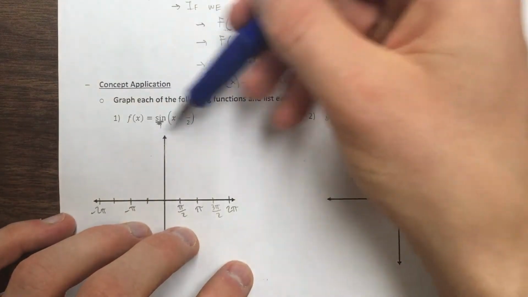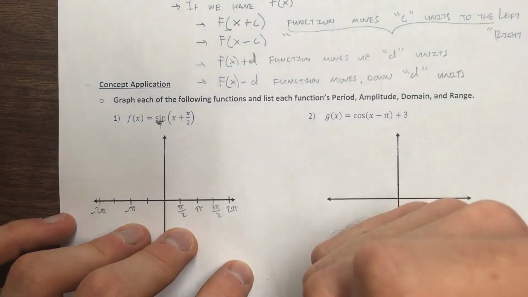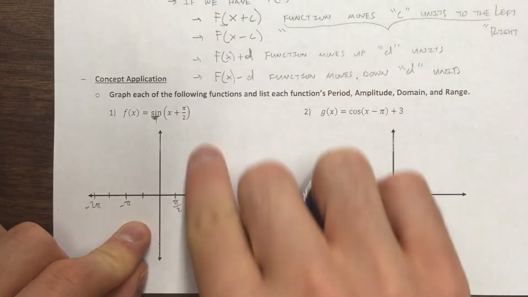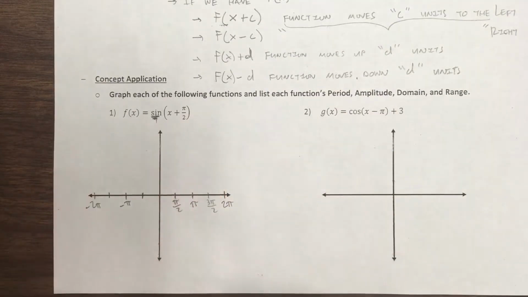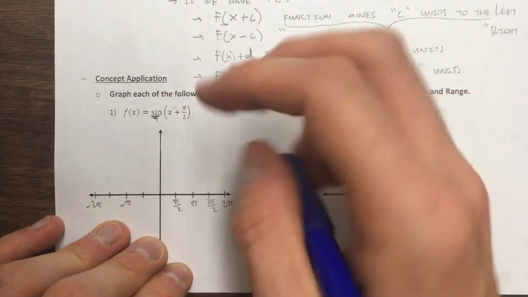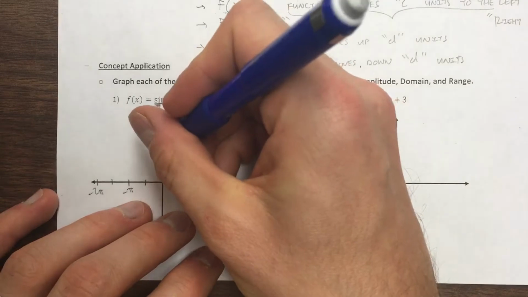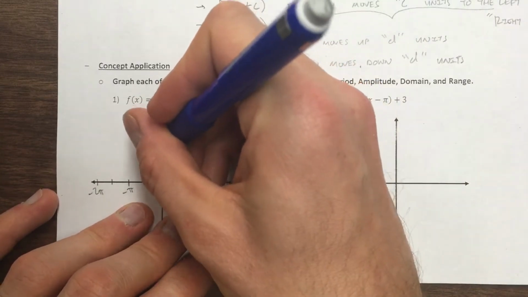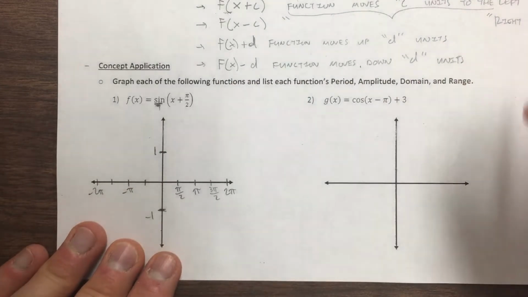Here, if we look at the function, we're not adding outside or subtracting outside. So we're not going to move the function up or down here. But we are adding inside. We'll get back to that. Because we're not adding inside or outside, we can use the same y values as our parent function, meaning that the highest the function is going to go to is 1, the lowest the function is going to go to is negative 1.